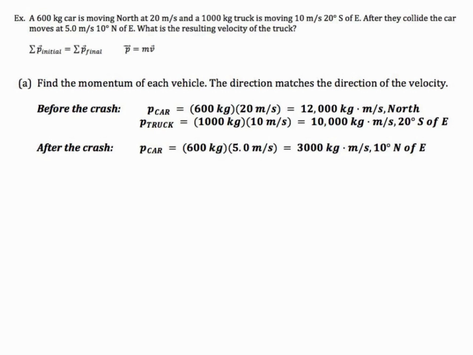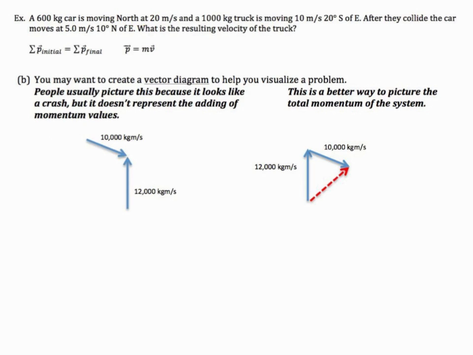So the car originally has 12,000 kilogram meters per second of momentum, again to the north. Whatever direction was given in the problem for the speed or the velocity, that's going to match the direction of the momentum as well. And then the truck, I'm going to be thinking about that not as 10 meters per second, but as 10,000 units of momentum. And then after the crash, the car is still moving, but now it's moving at an angle. Okay, so that's a good first step, is to figure out those values of momentum rather than just be thinking about velocities.